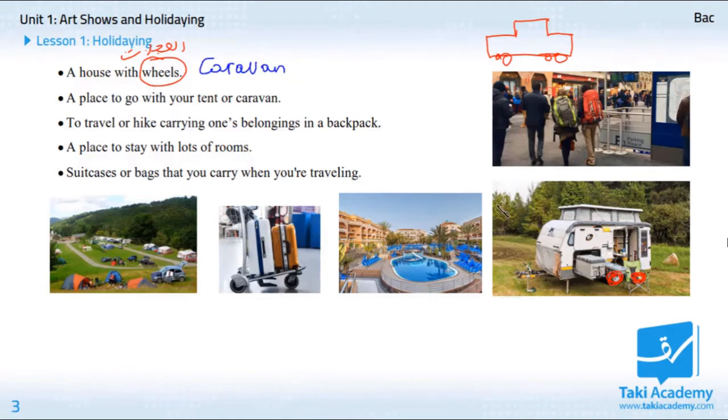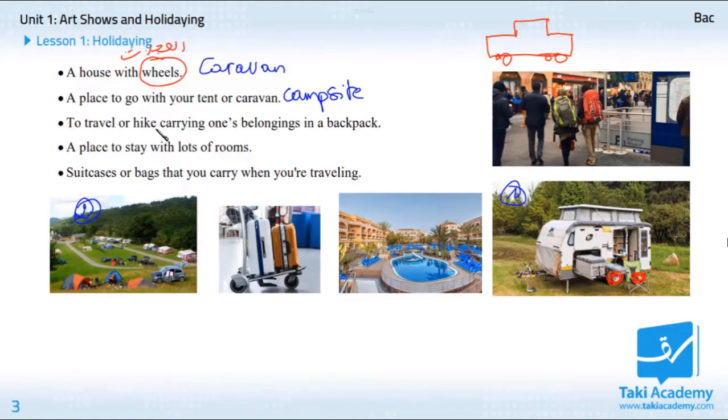And of course, this is the picture of a caravan. A place to go with your tent or caravan. So when you go camping, you need to go to a camping site. Or we call it a campsite also. Campsite or camping site. And this is a picture of a campsite. So there isn't only you, there are so many other people with their caravans or with their tents.